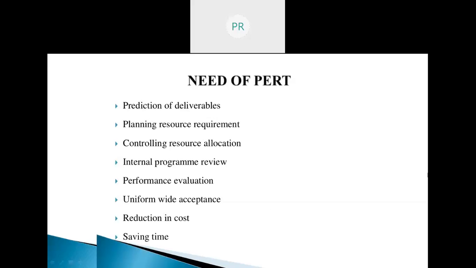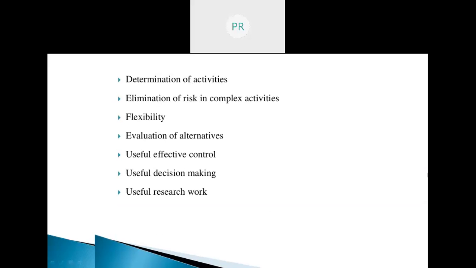Uniform and wide acceptance of PERT. PERT is accepted globally. Reduction in cost. PERT helps in reduction in cost, and it also helps in saving time by providing standard determination of activities, elimination of risk in complex activities. PERT provides flexibility. It helps in determination or evaluation of alternatives, useful effective control, useful decision making, and useful research work.